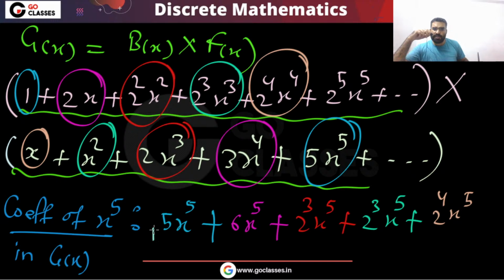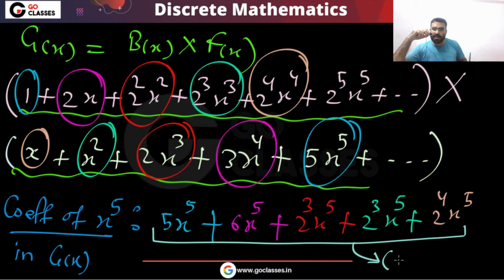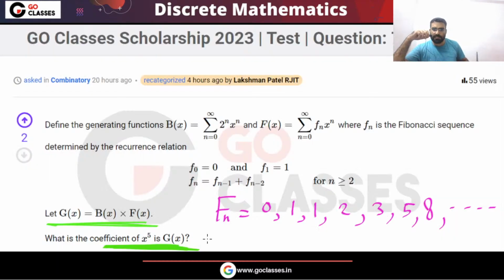So now tell me the coefficient of x power 5. The coefficient of x power 5 will be 43 x power 5. The answer will be 43. Isn't it a simple question? Please tell me. This question is very simple.